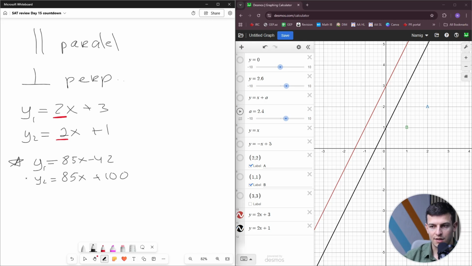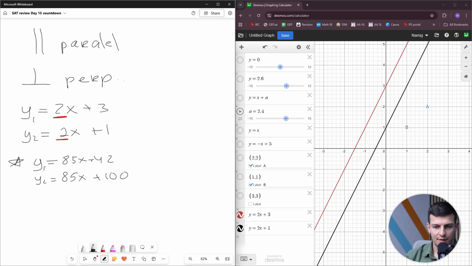Again, what is a slope? In the equation y equal to mx plus b, the slope is the value that stands in front of x. So it's the coefficient of x. So that's a parallel line. What do they have? Same slope.